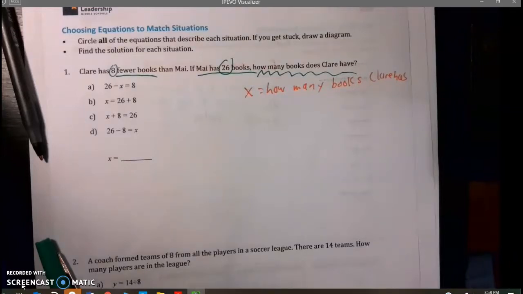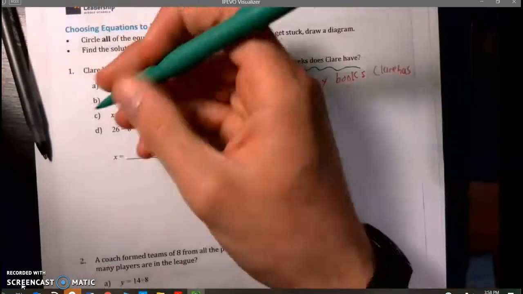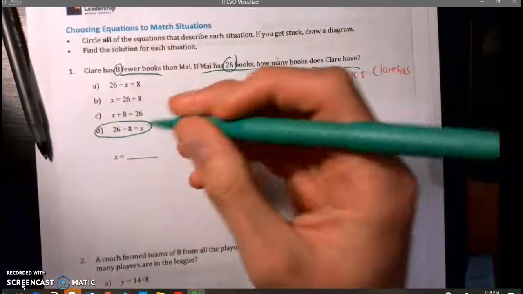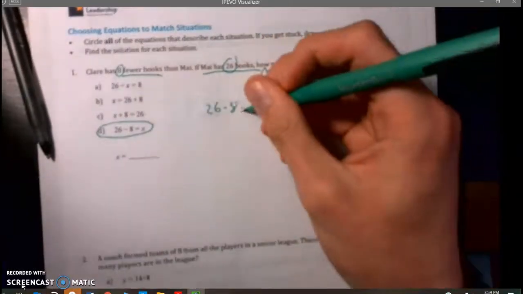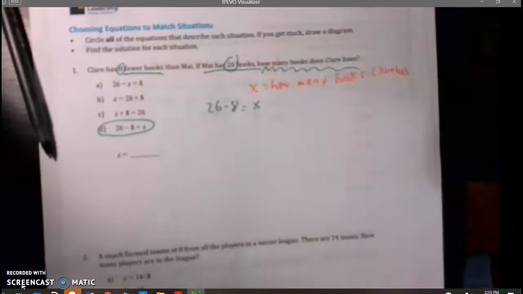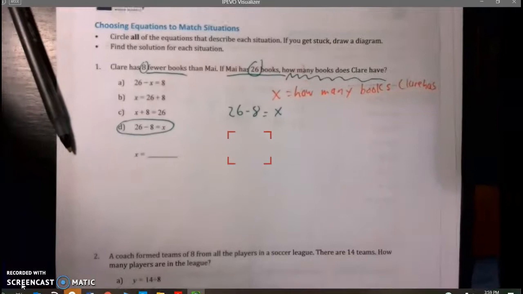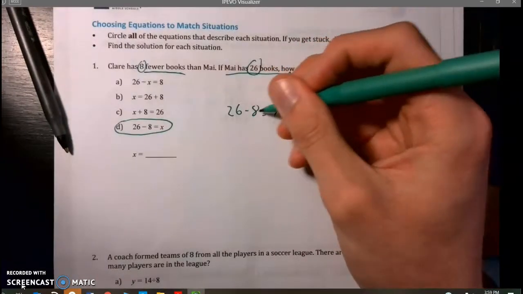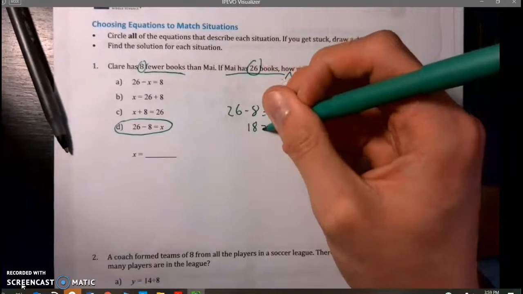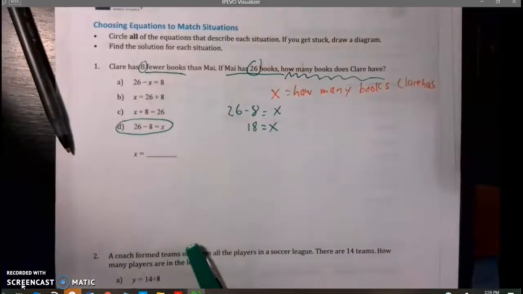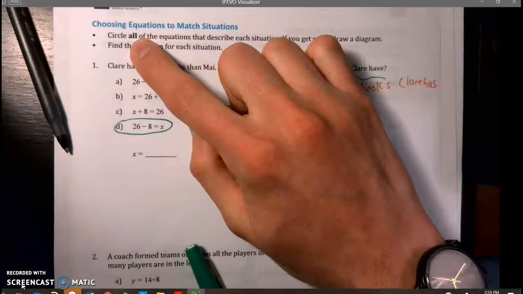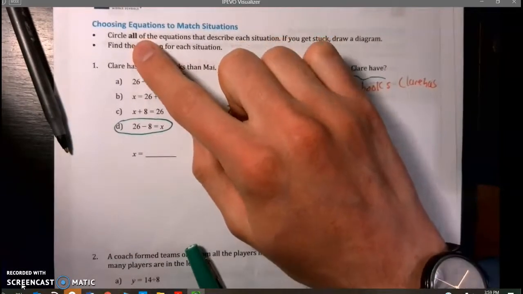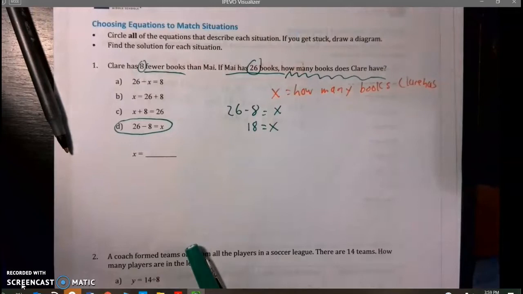So the one that jumps right off the bat to me is letter D. If we took Mai's 26 books and subtracted 8 from it, that would give us how many books Claire has, which would be 26 minus 8. That would mean Claire has 18 books. Awesome. But going back to our directions, anytime you see a bolded all, that's a pretty good sign that there's going to be multiple correct answers.